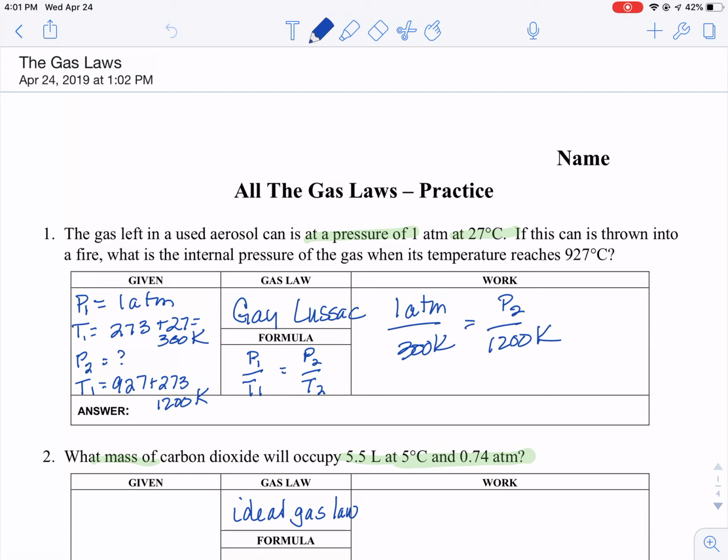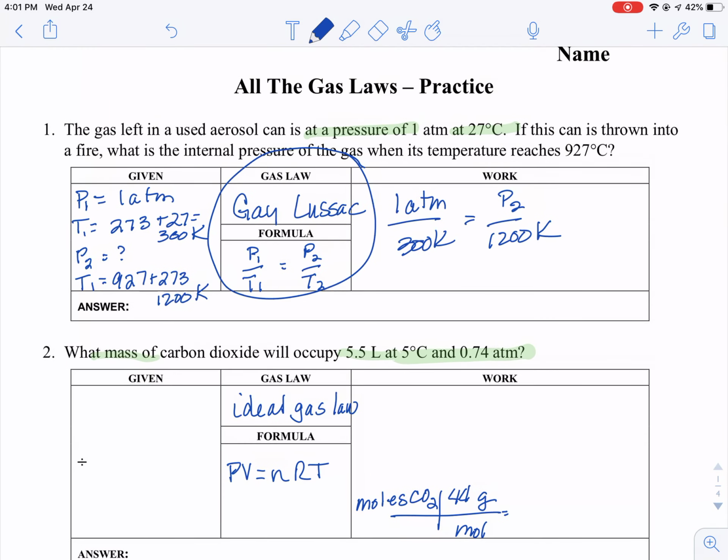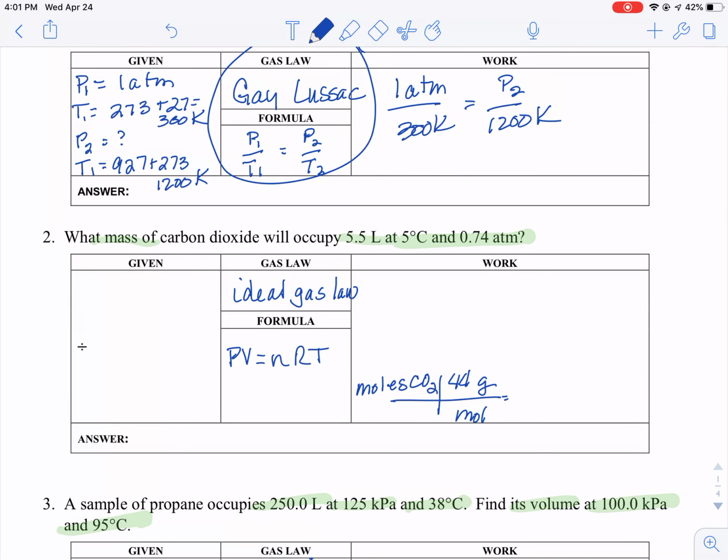So, what I want you to do is let's go through and write down what gas law you'll be using for each one of these. The first one is Gay-Lussac. Pressure 1 over temperature 1 equals pressure 2 over temperature 2.